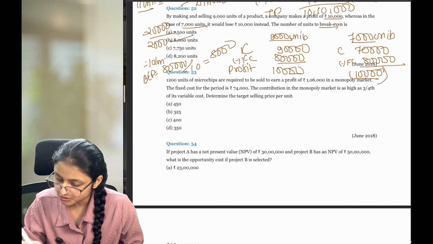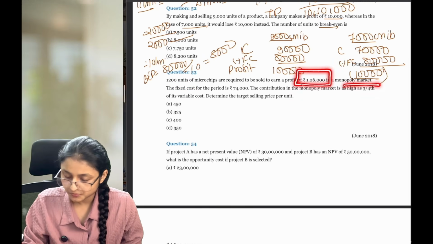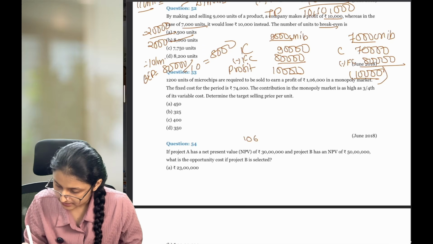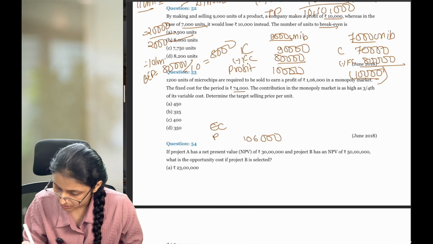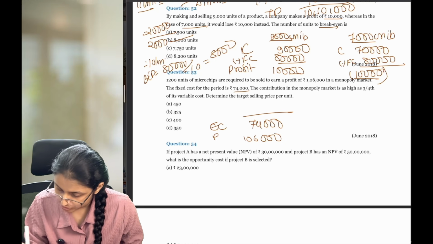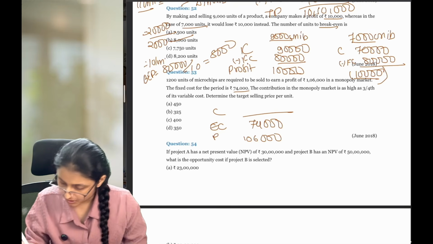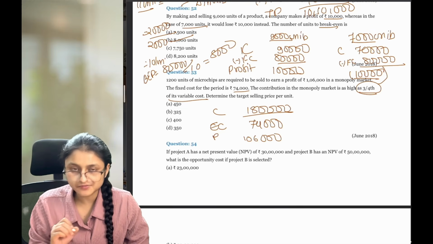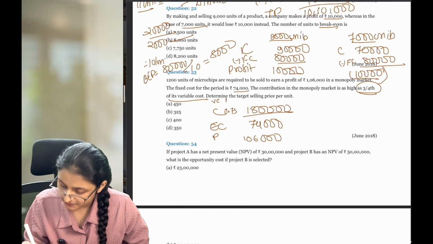Next, 1,200 units of microchips are sold to earn a profit of 1,06,000 in the monopoly market. This question we have already seen previously, but let's calculate it as fast as possible. Profit, then your fixed cost is 74,000. If I add both of them, I get my contribution. 1,06,000 plus 74,000 will give you a contribution of 1,80,000. Now this contribution is 3/4 of variable cost. So if my variable cost is 1, my contribution is 0.75.